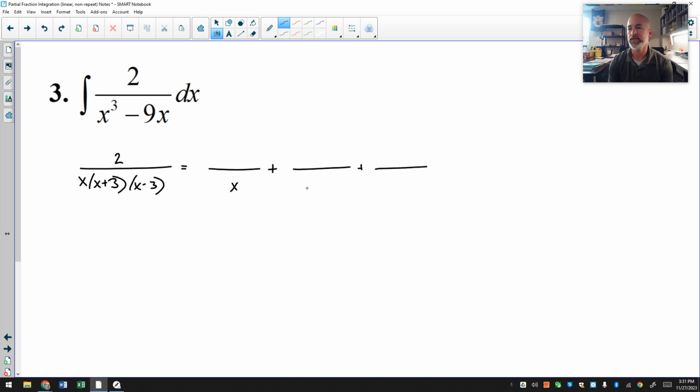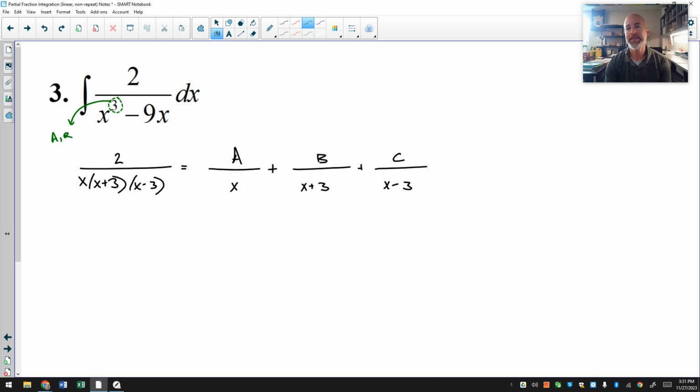One denominator of x, one denominator of x plus 3, one denominator of x minus 3, and we need to solve for A, B, and C. By the way, a little piece of advice: the degree of your denominator, even after you factor, tells you how many letters you are going to be solving for in the numerators of your split up fractions. So those constants A, B, and C are 3 because the original degree was 3.